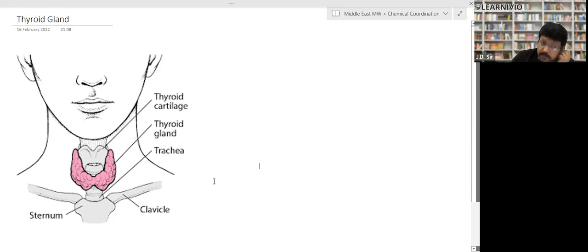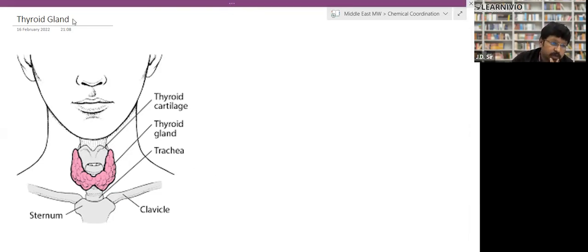So we were supposed to start with the thyroid gland. So look, this is the location of the thyroid gland, right?